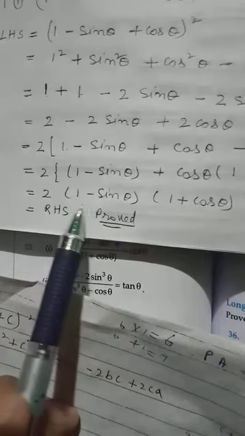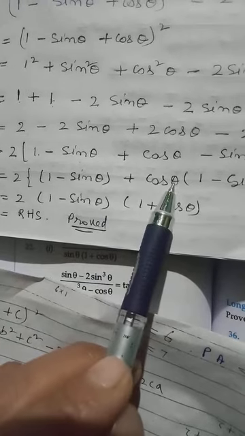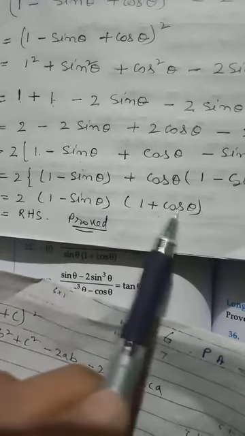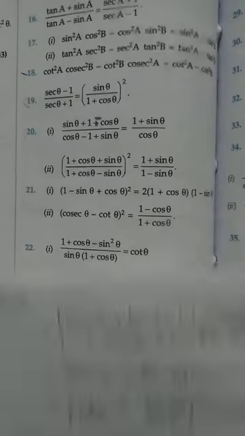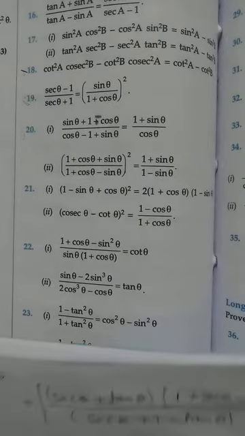Now if you compare 1 minus sin, 1 minus sin, we can take it common. So this side we are left with 1. Then this side we have cos theta. So we get the right hand side. We'll proceed next to number 21(2).